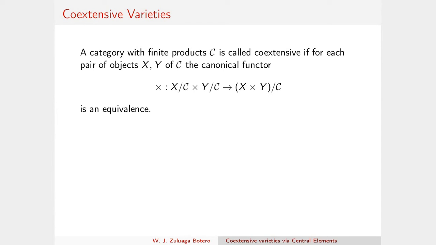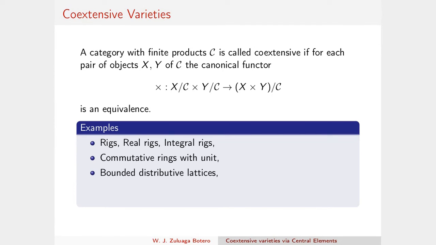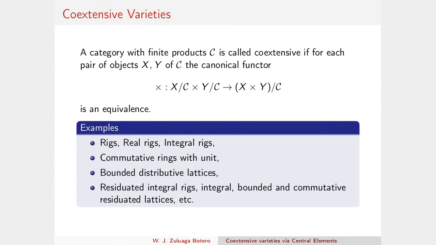With this in mind, we can now start talking about coextensive varieties. A category with finite products C is called coextensive if for each pair of objects in the category, the canonical function times is an equivalence. Examples are abundant. For instance, we have rings, commutative rings with unit, bounded distributive lattices, and residuated lattices.